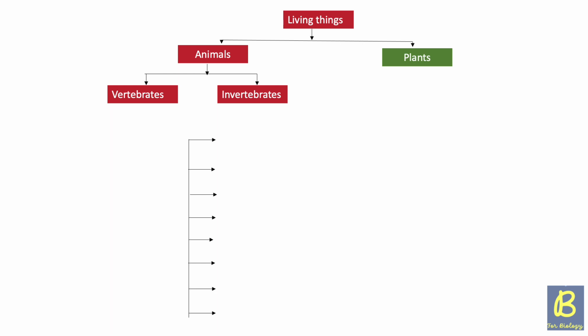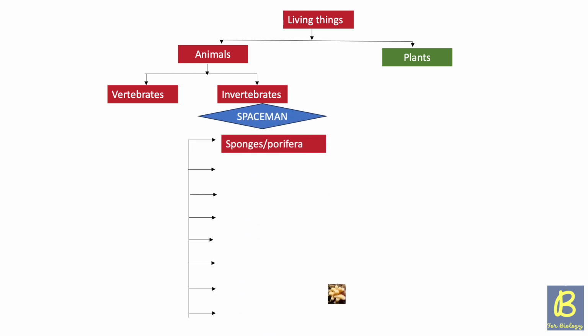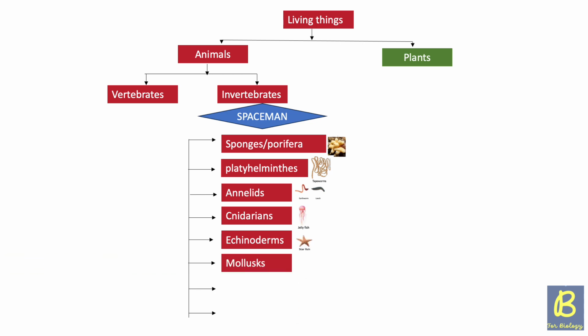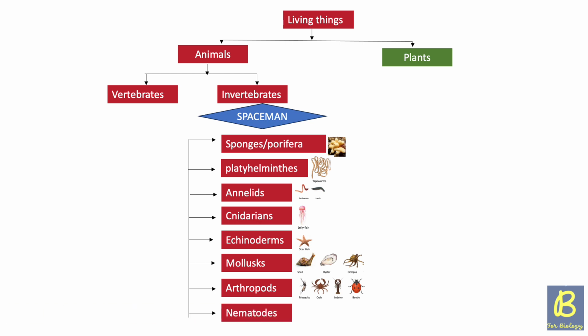Invertebrates are further classified into different phyla, and we can remember the name of each phyla using the acronym SPACEMAN, where S stands for sponges or porifera, P for platyhelminthes, which includes tapeworms, A for annelids, which includes leeches and earthworms, C for cnidarians, which includes jellyfish, E for echinoderms, such as starfish, M for mollusks, such as snail, oyster, octopus, A for arthropods, mosquitoes, crab, lobsters, beetles, N for nematodes, for example, pinworms.